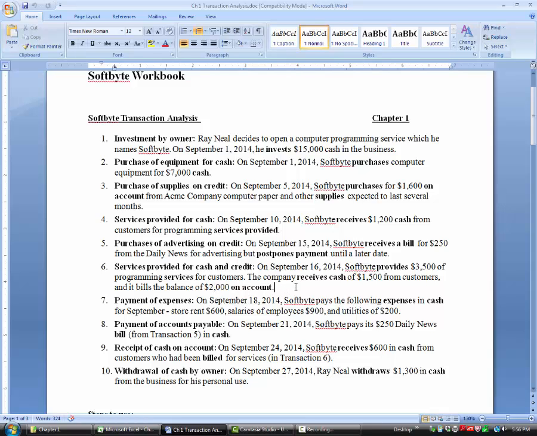So if you had to go to, let's say, Macy's, and you decide to buy a coat, and the coat costs $300, you might decide to pay $100 in cash and put $200 on your Macy's card.